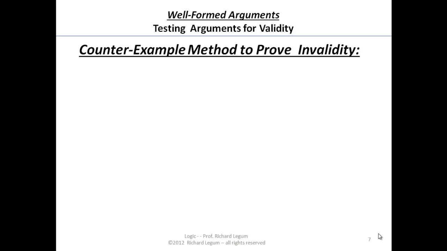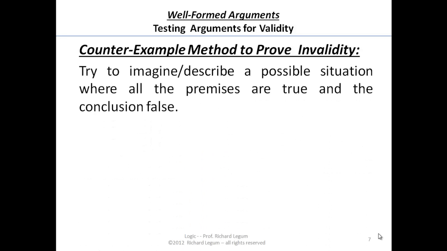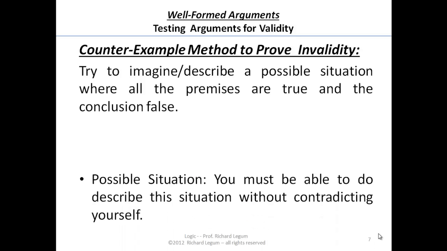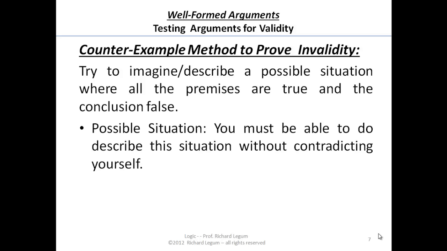And here's what you're supposed to do based on the definition of validity. You're supposed to try to imagine, well, first you have to imagine it, then you have to describe a possible situation where all the premises are true and the conclusion is false. And remember, your constraint when you're talking about a possible situation is you have to be able to describe the entire situation without making a contradiction.